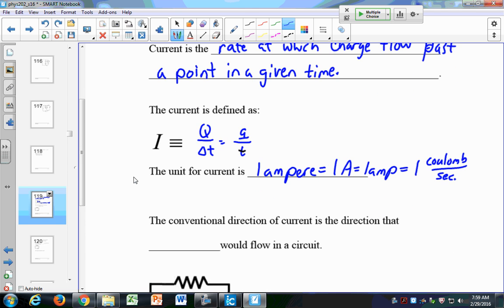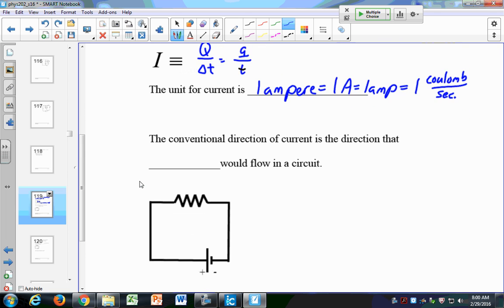In fact, we'll see later that the coulomb is actually defined by the current. I think it's in the next chapter, how that is actually defined. It might be chapter 5.